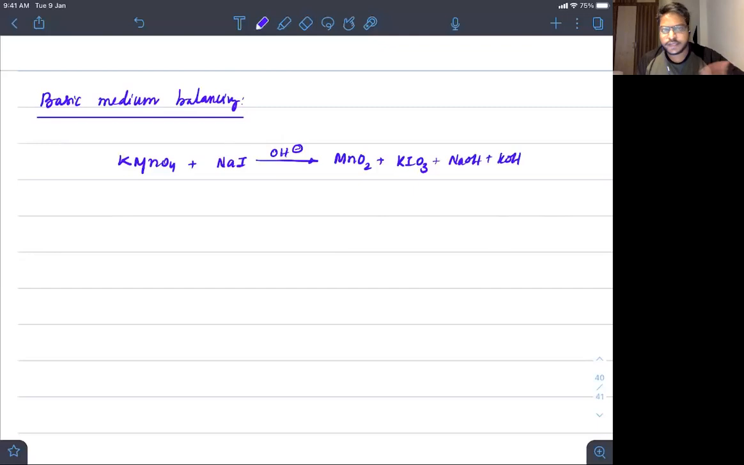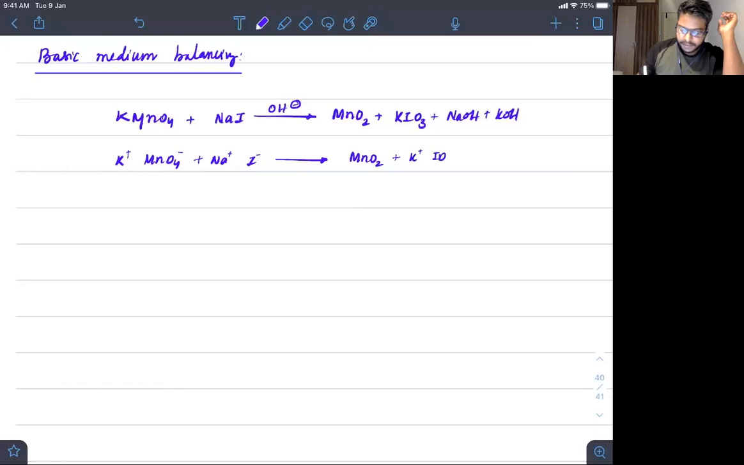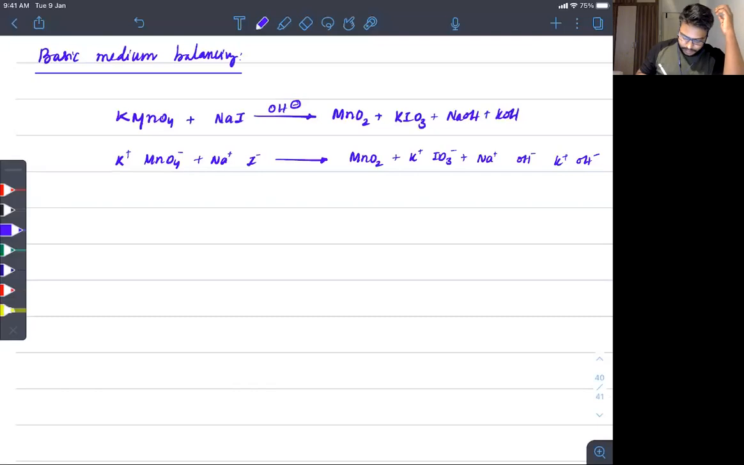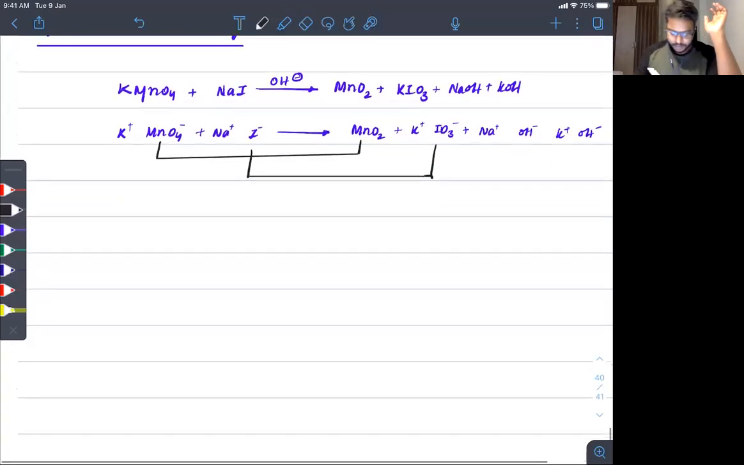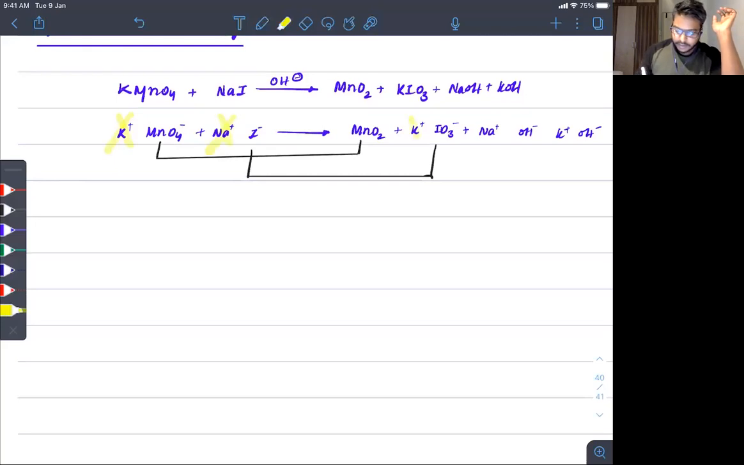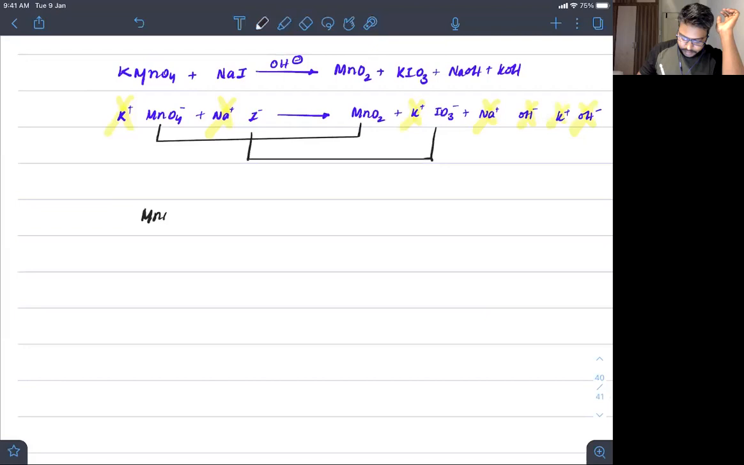The logic is the same. First write the ions, ignoring everything which is not a part of the redox. So we can say K+ MnO4- plus Na+ I- gives MnO2; we cannot separate oxygens, but we can separate K+ IO3- plus Na+ OH- K+ and OH-. Now you can see only these two are participating here. Manganese to MnO2 is changing. I- to IO3- is changing. Rest all are spectators, which means I can ignore all of those. So the redox part is MnO4- plus I- giving MnO2 plus IO3-. This is the first part.